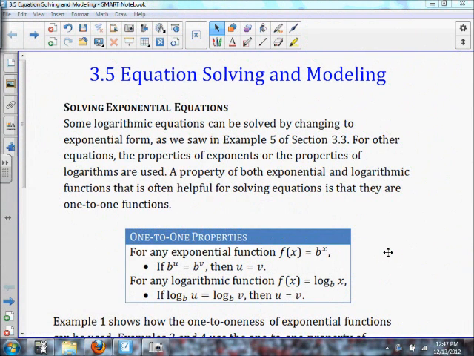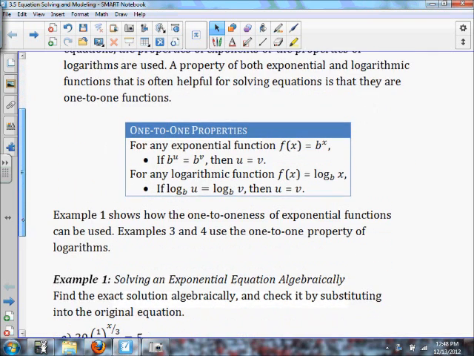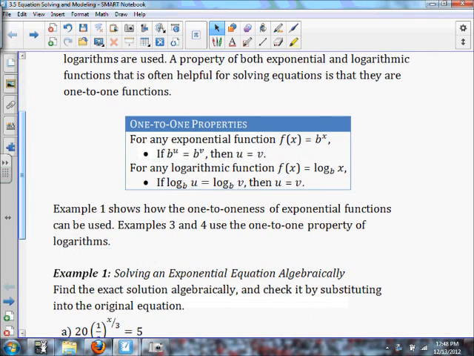Solving and modeling. Now, some log equations can be solved by changing to exponential form, as you saw in example 5, section 3.3. For other equations, the properties of exponents or the properties of logarithms are used. A property of both exponential and log functions that is often helpful for solving equations is that they're one-to-one functions. You guys got to remember, an exponential function passes the horizontal and vertical line test. That tells you it is a function, and its inverse is also a function.